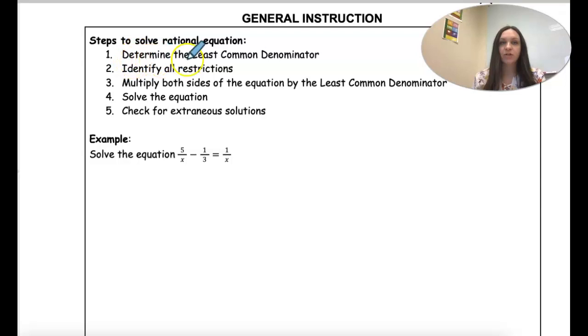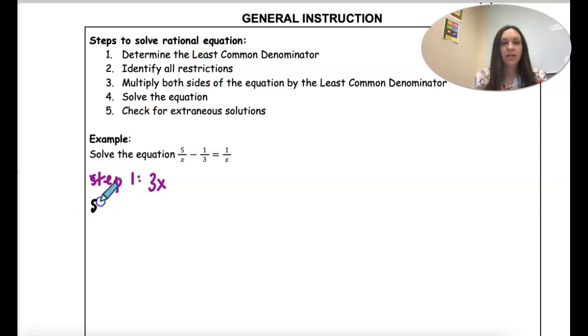So first step, determine the least common denominator. This is the common denominator. So as I look at the fractions, I'm looking at the denominator, and we have a 3 and an x. So the common denominator would be 3x.